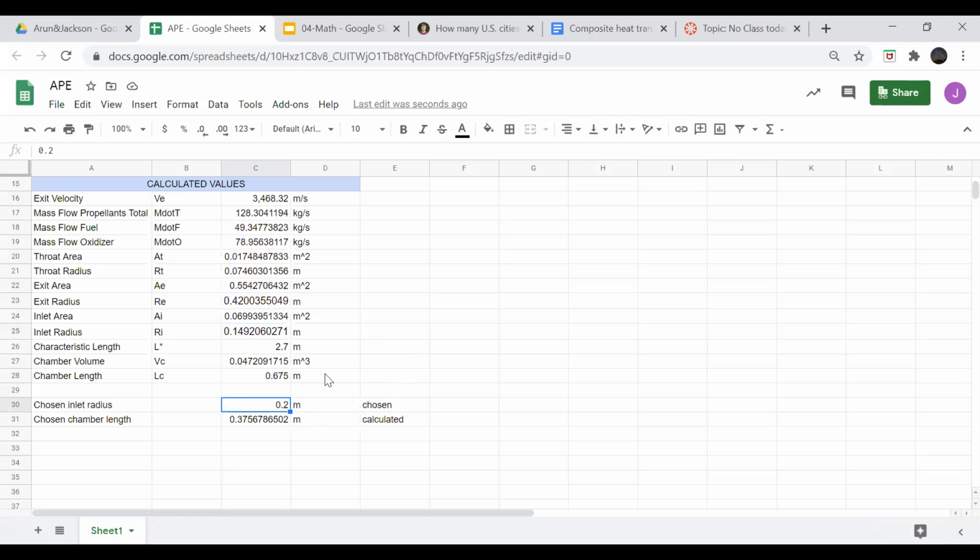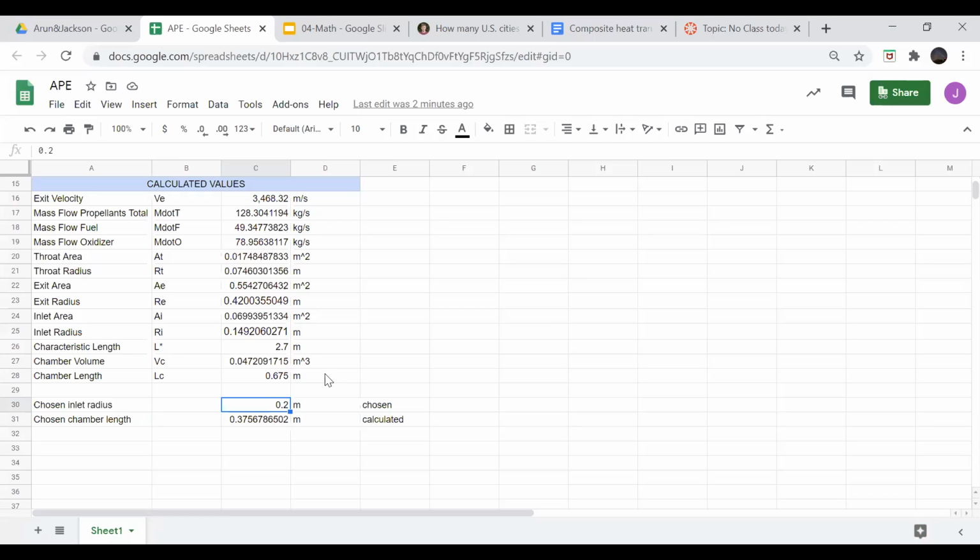The one note on that is just make sure that your radius is not longer than your chamber length. You want it to be more of a cylinder than a pancake. You can get them pretty close to equal. I think technically the most efficient combustion chamber is a sphere.